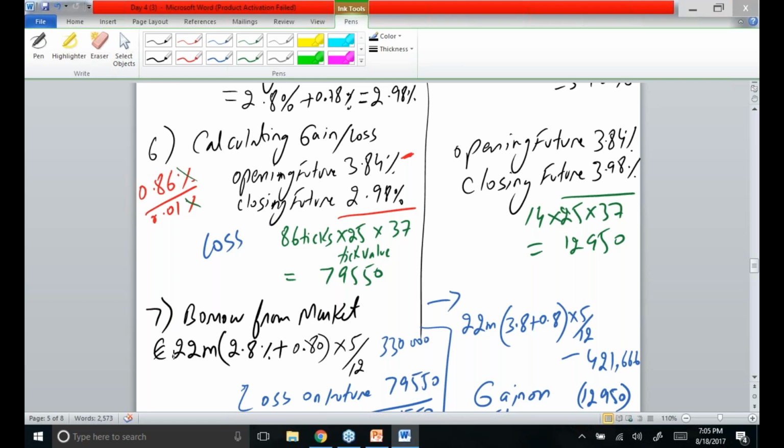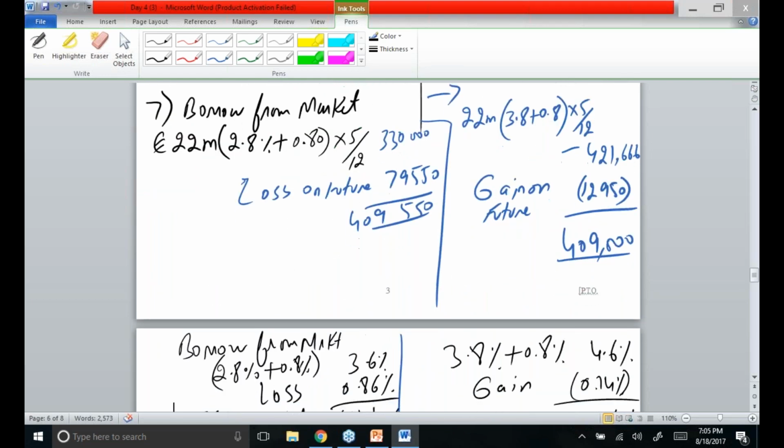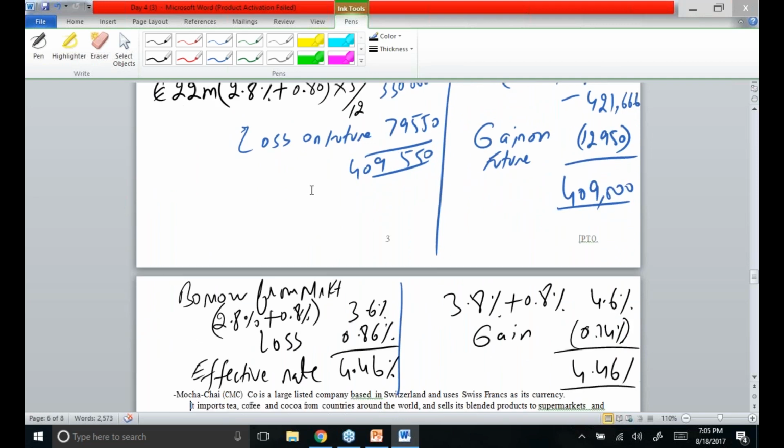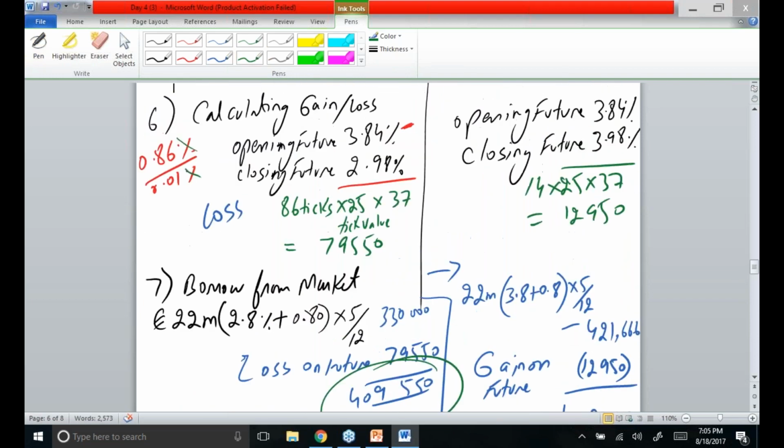And you have to calculate effective rate in exam. Either you can calculate it in percentage or you can calculate in absolute amount. But it is recommended to calculate gain or loss in absolute amount.